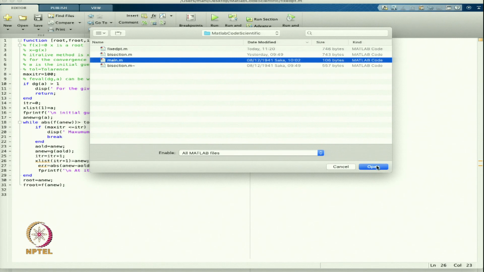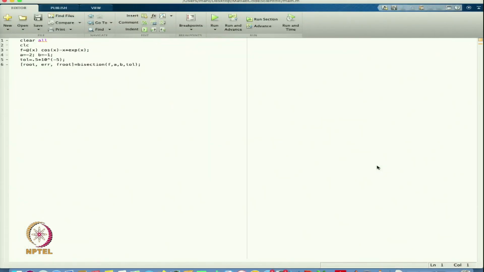open the main program. In the main program also we have to do some calculations. So, I am writing the same main program: clear all, CLC, and this is the function we took last time. Maybe I can comment this, and I will start with the new value or the new equation.